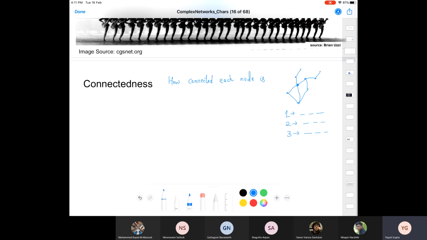Okay, anything else? So the very first thing when I say about connectedness is whether a graph is connected or not, right? Whether this graph has connected components.